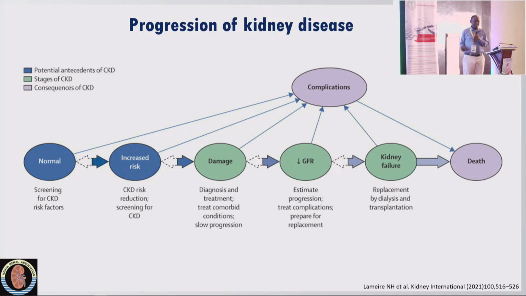Chronic kidney disease itself, it's a continuum. And this slide is to show that it starts from a normal stage to increased risk. Basically, you have got diabetes, hypertension. You are said to be at risk of kidney disease. And then there is damage, which is now histological damage.